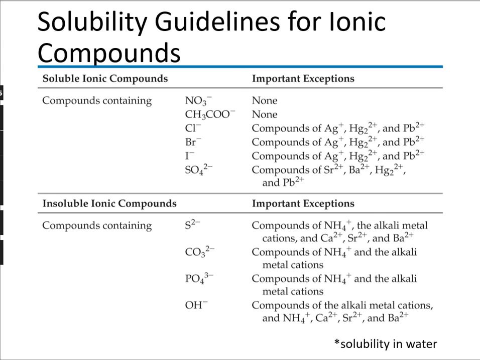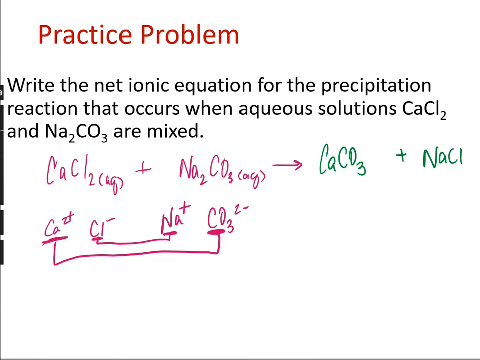And then we have sodium chloride. Chlorides are up top. These are generally soluble. The exceptions are silver, mercury, and lead. Sodium is not an exception, so it is still soluble. So what that means is since our calcium carbonate is insoluble, it's going to be a solid. Sodium chloride is soluble, so it's going to be aqueous.